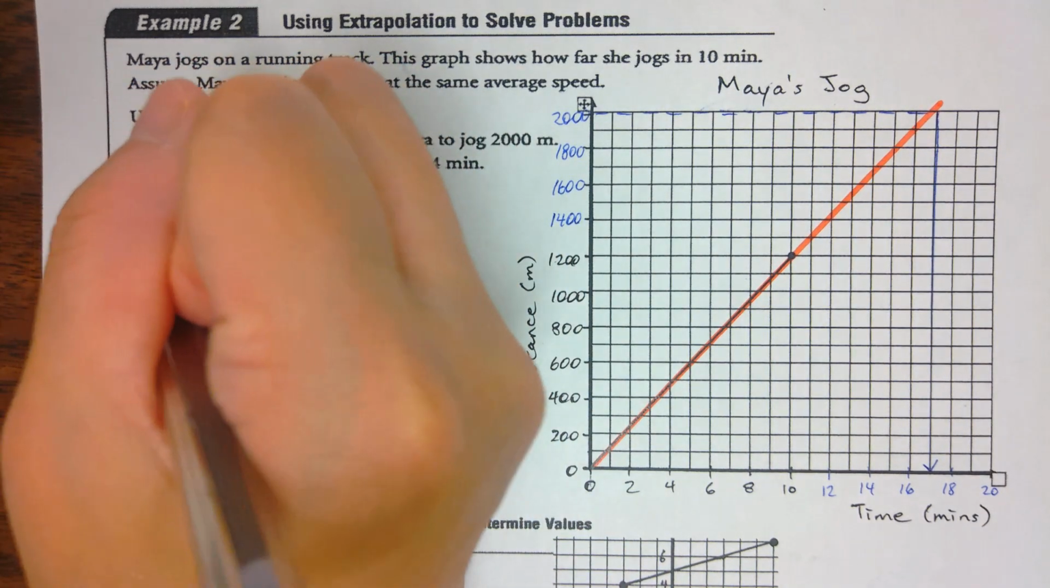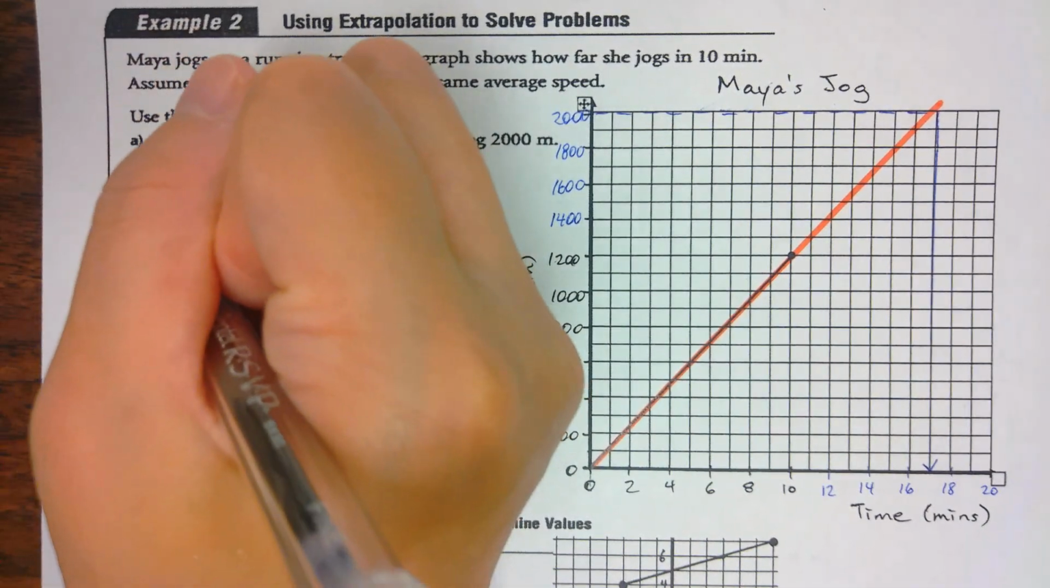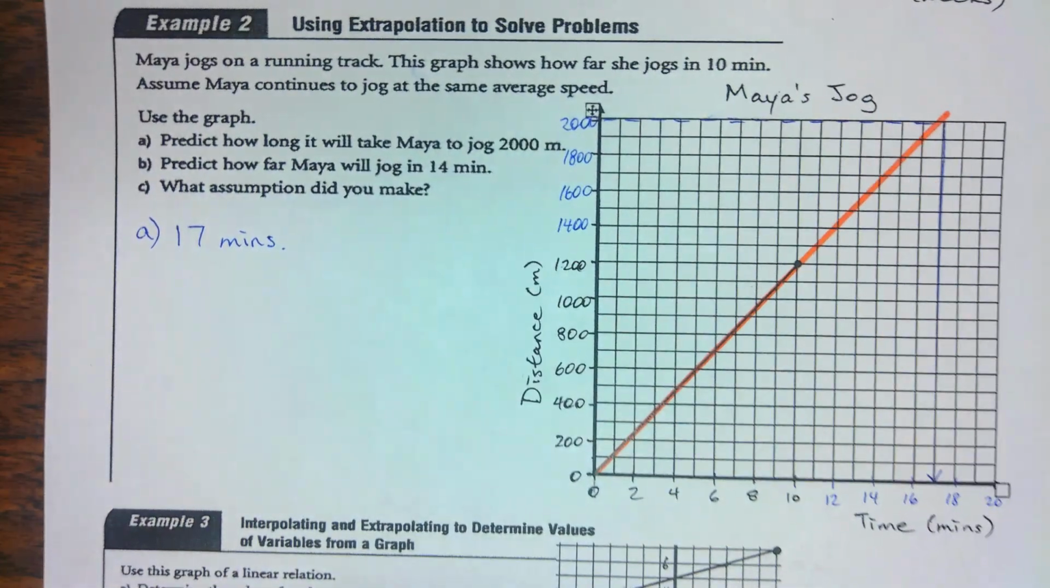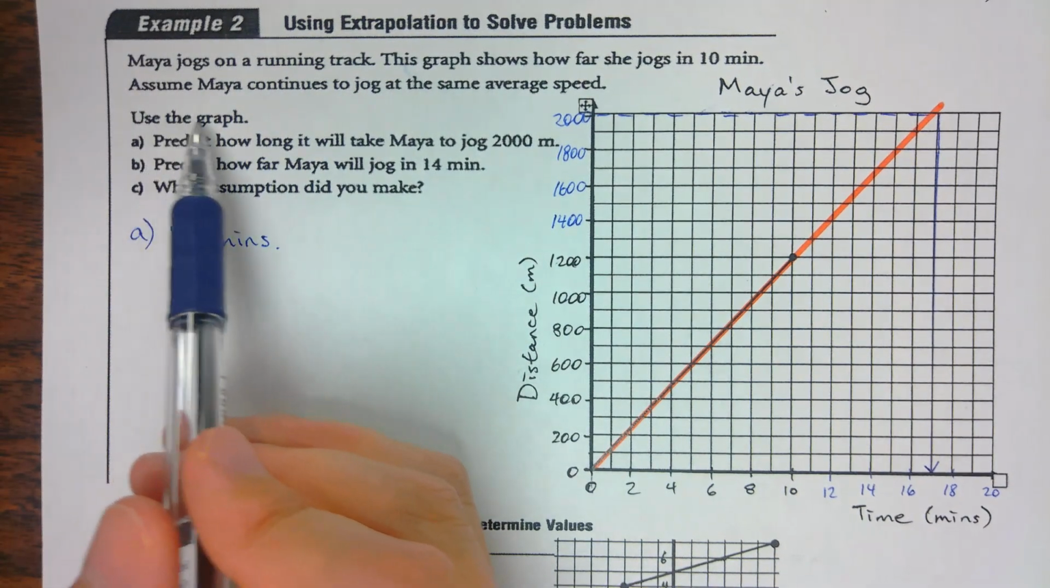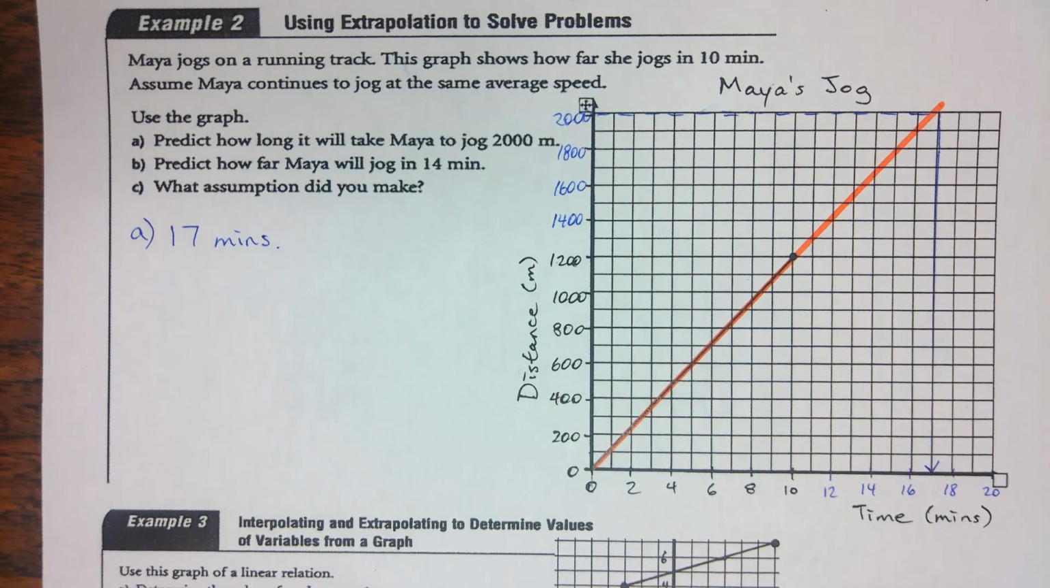17 minutes. Wait, but I calculated and it's 16.6 repeating. Oh, well, round it out. Yeah, round it. It's roughly about 17 minutes. Right here, because it does say use the graph. So yes, it's not as accurate. The algebraic method is more accurate, and we will get into the algebraic method later on when we do analyzing.